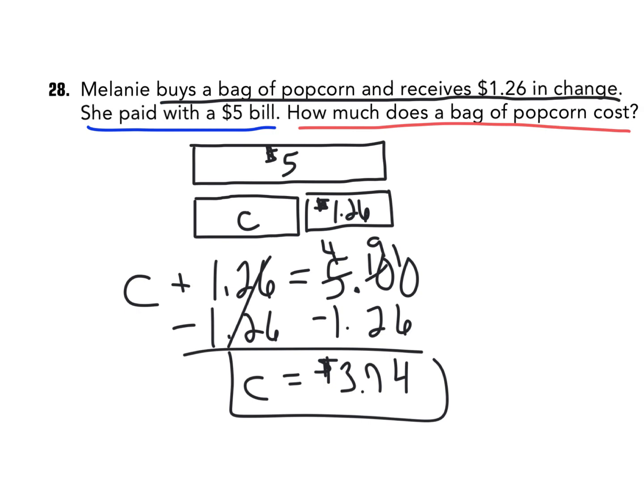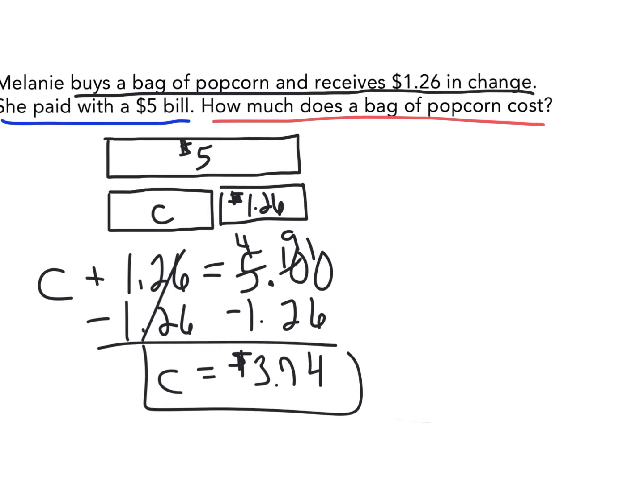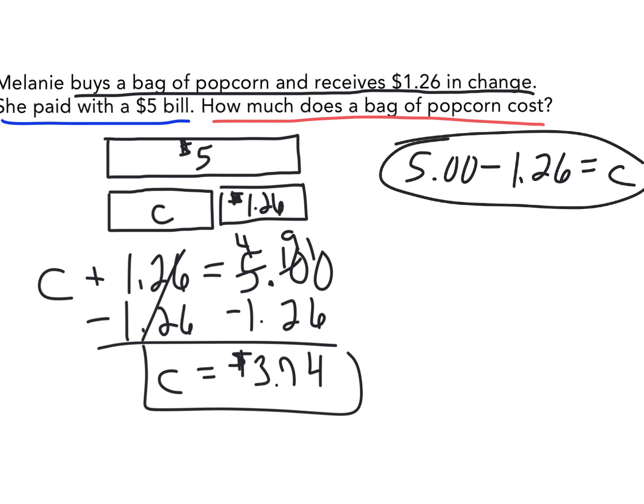Okay, and if you looked at that and you just said, well, I know I need to do $5 minus $1.26, that's fine. Just make sure you write it on one line, and make sure you write it as an equation, and then you're going to do the same thing as we just did here basically to get that answer.